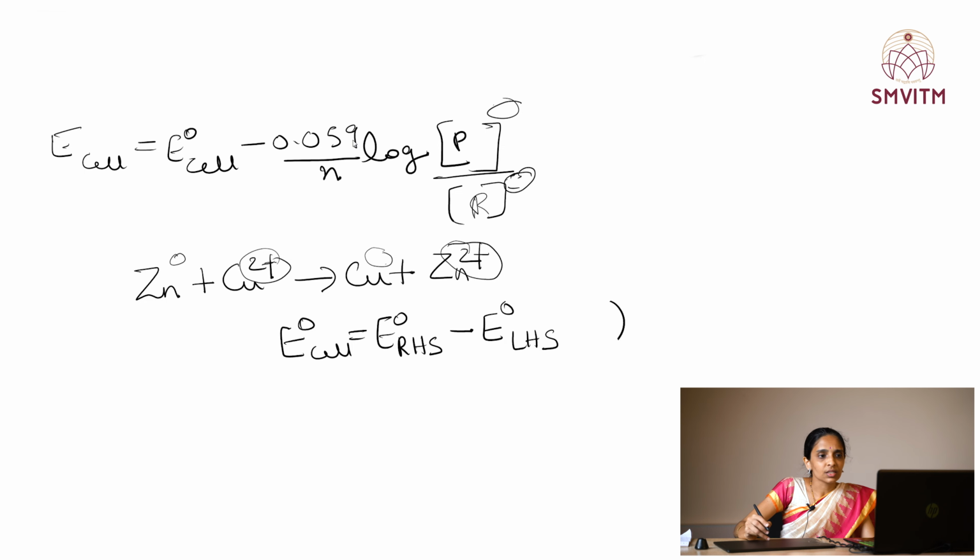Then what are the other formulae that help you in solving the problems? It is delta G naught is equal to minus NF E naught. Gibbs energy of the reaction is minus NF E naught. Okay. F is Faraday's constant, 96,500 coulomb, and E naught is nothing but EMF of the cell.